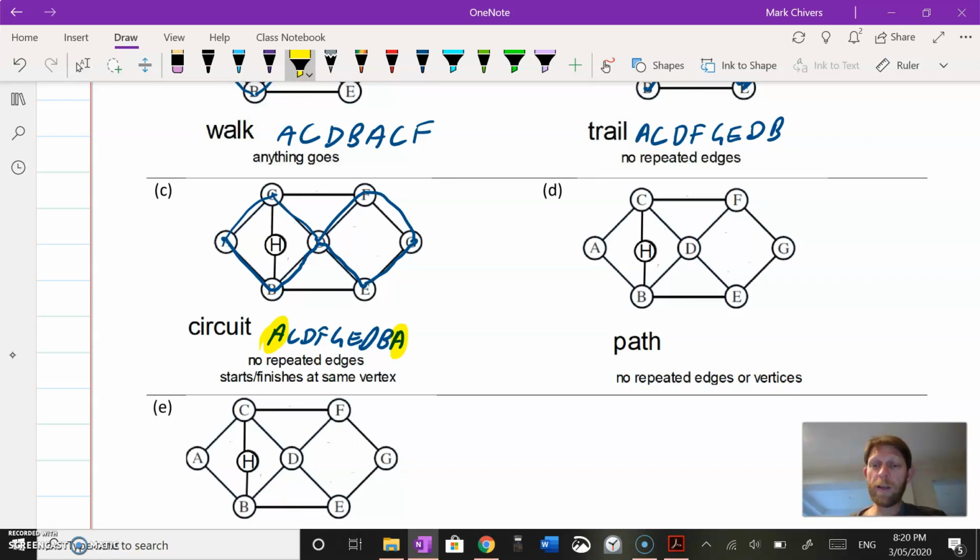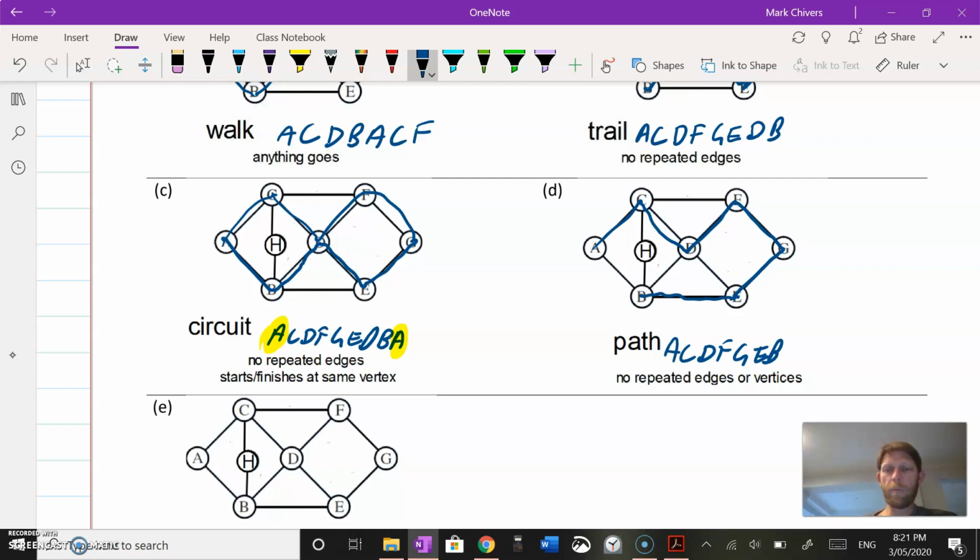Okay, so for a path, I need no repeated edges or vertices. So for this example, I'm going to go A, C, D, F, G, E, B. And so as I do that, A, C, D to F, then on to G, then on to E. At this point when I'm at E, I can't go back to D. I could before, but now I'm not allowed to repeat vertices. So because I've been through that vertex before, I can't, but I can go here to B.